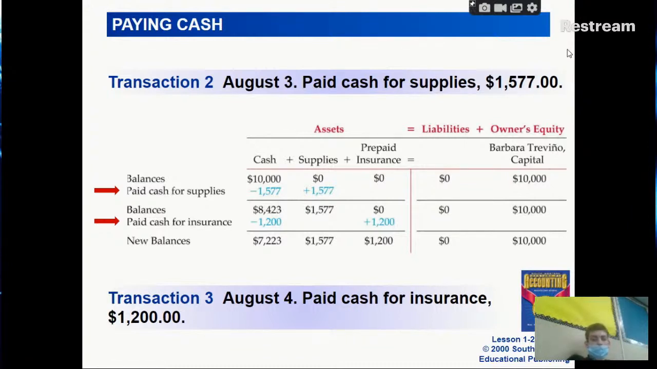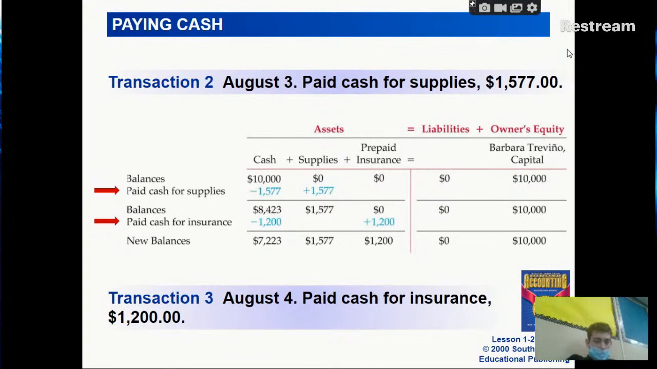When you buy insurance upfront, that's called prepaid insurance. You're prepaying for the insurance. And later on, you'll learn that each month, some of it will come out. We'll talk about that a lot later. But right now, prepaid insurance is also an asset. So right now, we've learned 3 assets, right?